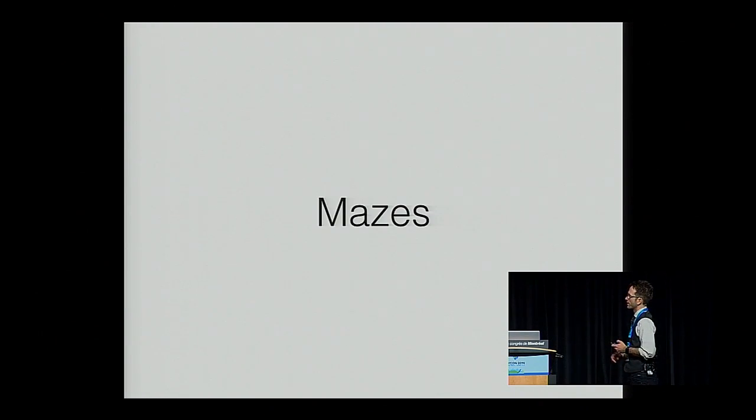So first steps with random level generation are mazes. I think it's a good start for anybody who's interested in getting into this topic. The reason being that they're very, very easy to implement, that there are lots of them, and you can get results very, very quickly onto the screen.